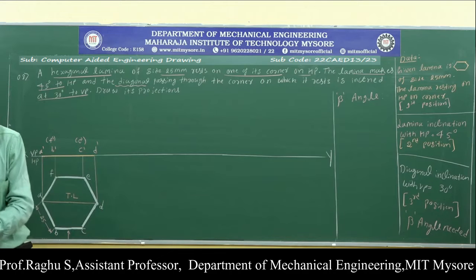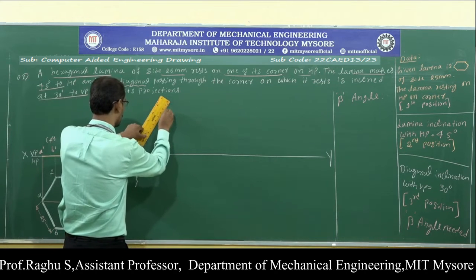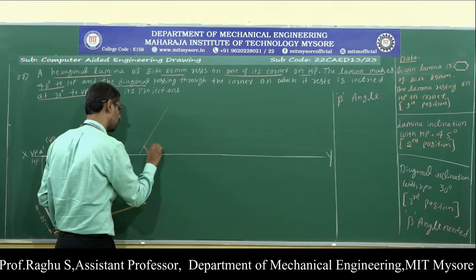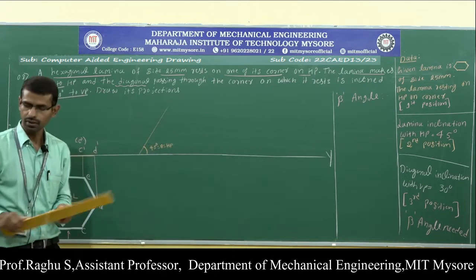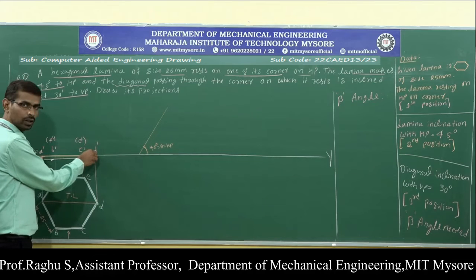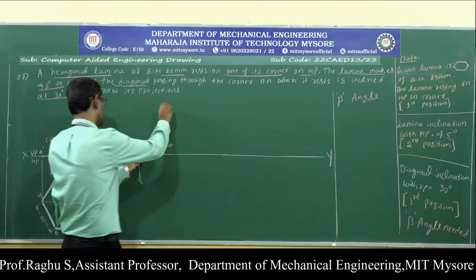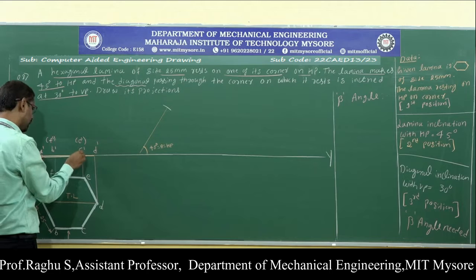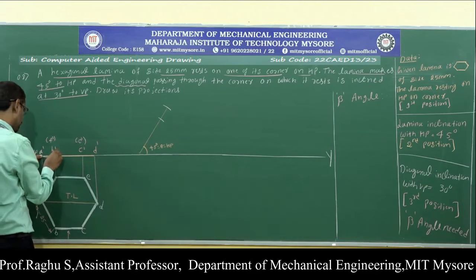Now, how to draw the second position front view? To draw the second position front view, just draw a 45 degree thin line with respect to HP. Next, redraw the first position front view, because the length will not get changed. Cut an arc to get point D dash. Next, measure the distance from A to C, cut an arc, then measure the distance from A to B.